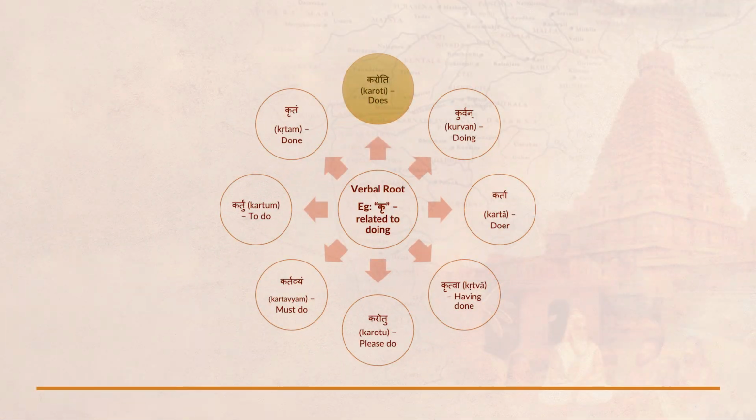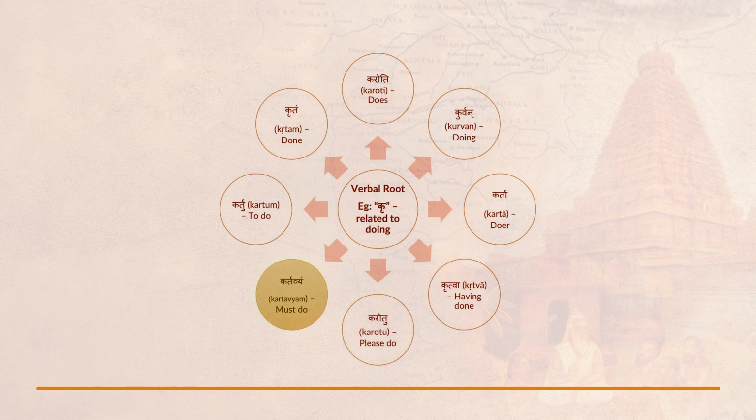Now look at some words that come out of it. Karoti. Karoti means does in Sanskrit. Simple present tense is karoti. You have kurvan. Kurvan means continuous, doing. Karta. Karta means doer. Kritva. Kritva means having done. If you have to say having done, then you have to say kritva. Karotu. Karotu means please do. With respect we say, na, please do. So that is karotu.